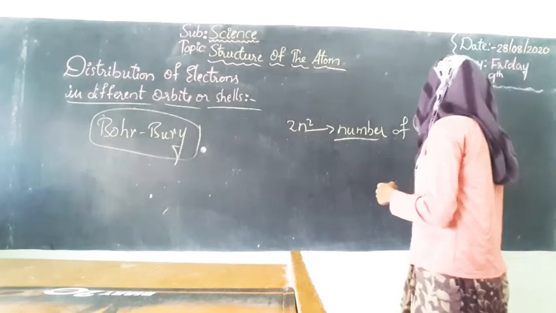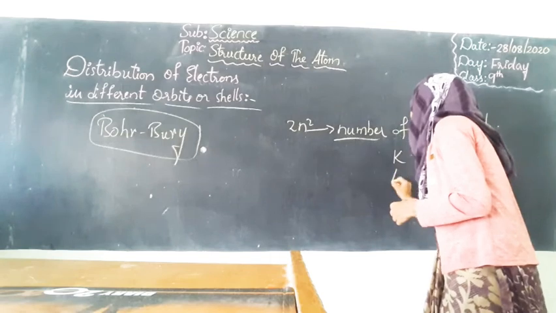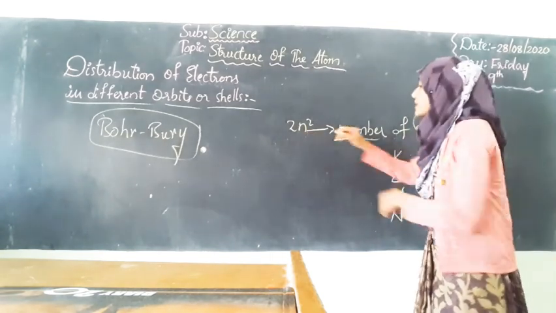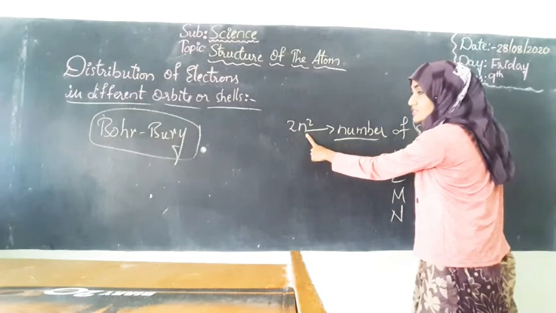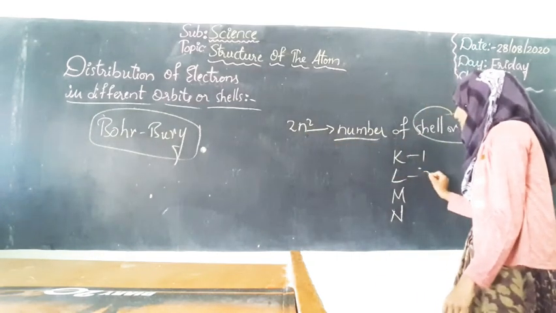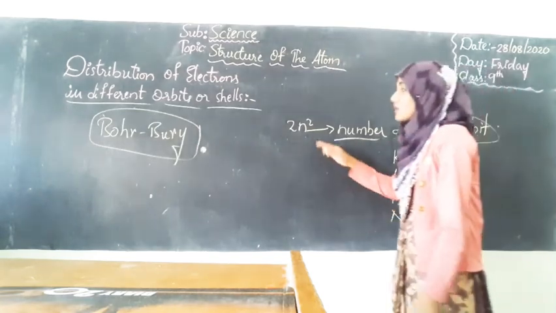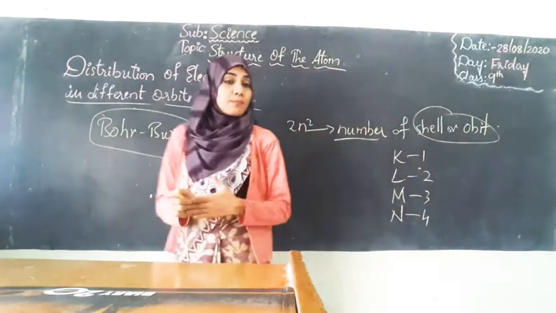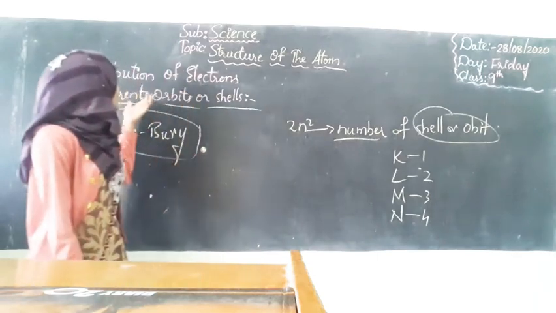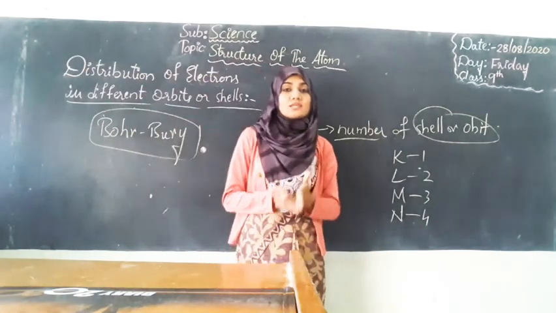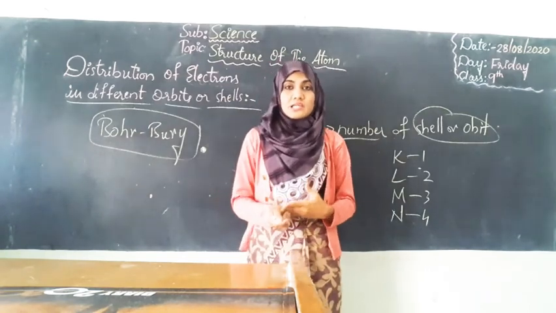So how many shells do we have? We have so many shells like K, L, M, N and so on. If we consider the K shell, then n is 1, L means 2, M means 3 and N means 4 and so on. So this 2n square is the formula to represent the distribution of the electrons. Now let us understand these rules still more clearly through this video.